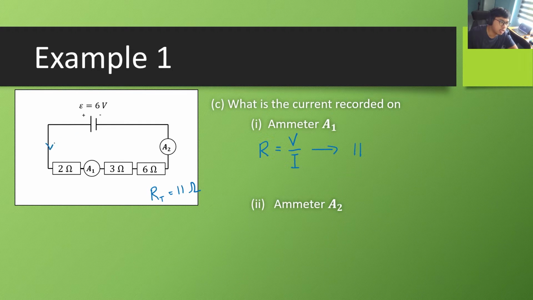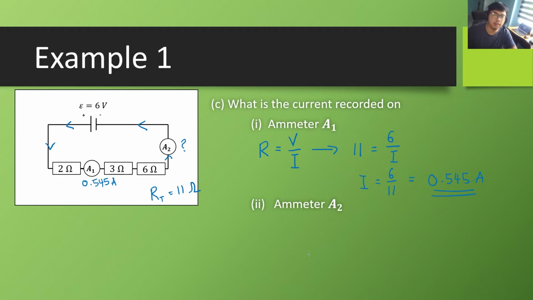Because we want to find the current that is flowing in all of the circuit, we have to use the total resistance. So the total resistance is 11. The total voltage is 6. This is the EMF, okay? And then the current is I. So if you rearrange that, you will get 6 divided by 11, and that is equal to 0.545. Don't forget the unit, which is amps. So at ammeter A1, we have a current of 0.545 amps. What about in ammeter A2?